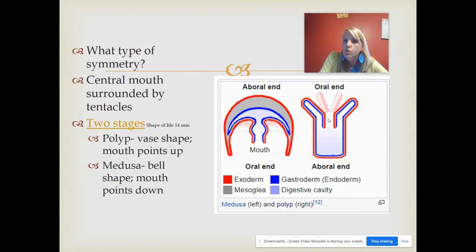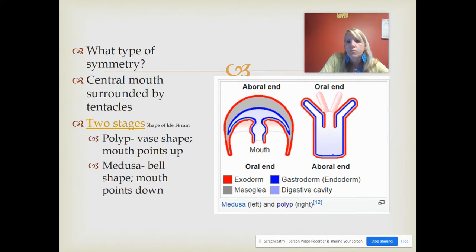Notice there's only a mouth, right? And where's the anus? It's the same hole. So they have a mouth and anus. I like to call it a manus because it's a mouth/anus. So the food goes in the mouth, they digest it in their gastrovascular cavity, and then the undigested food comes out the same hole, the manus.